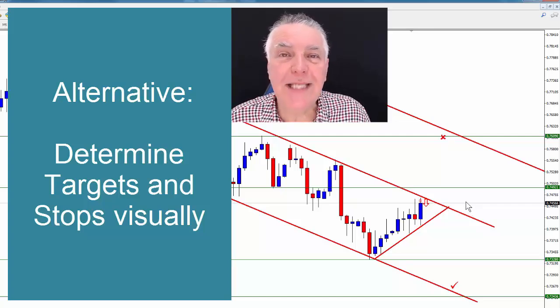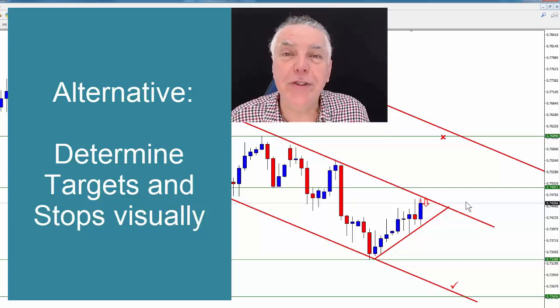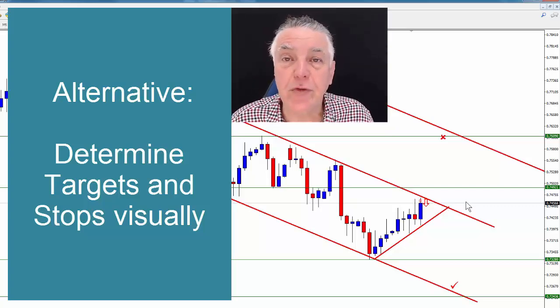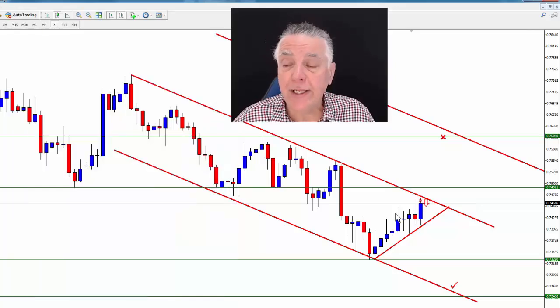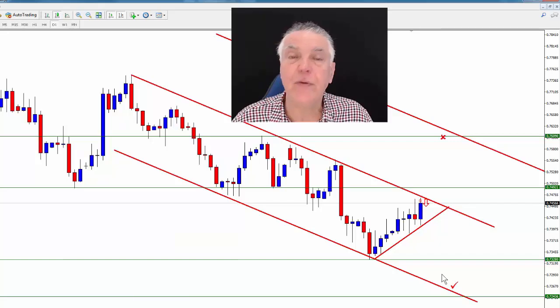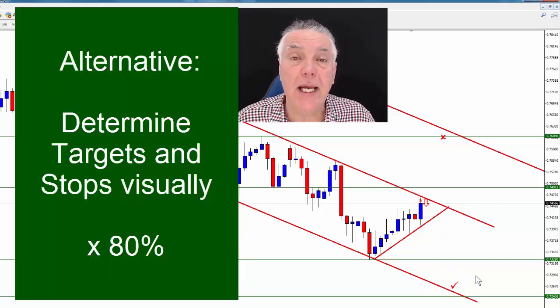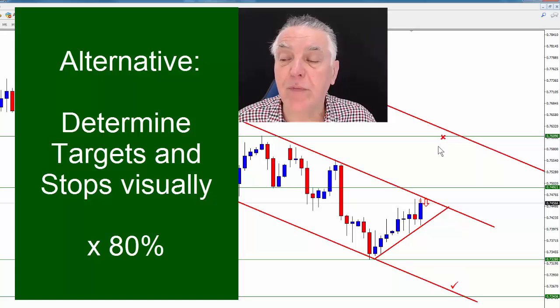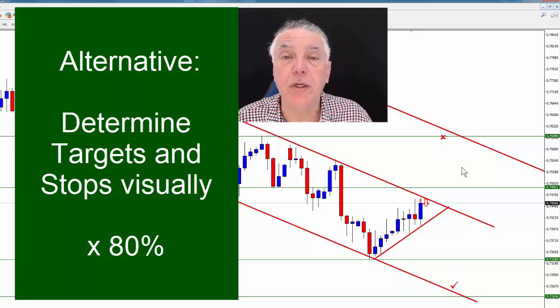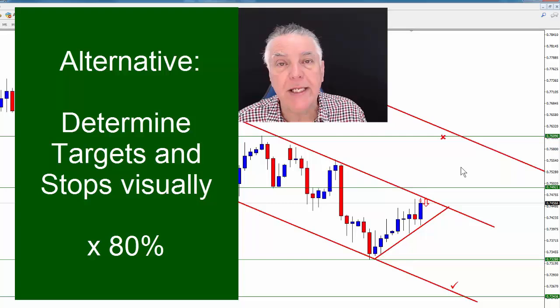Okay, so that's the second method. We could call this the alternative method. And then there are variations on the two methods that I've just shown you. For instance, with the alternative method, instead of going for 100% of the move, you could go for 80% of the move, and that would be a bit more conservative, and your stop could be 80% of what we calculated before. So you could turn it into a slightly more conservative way.